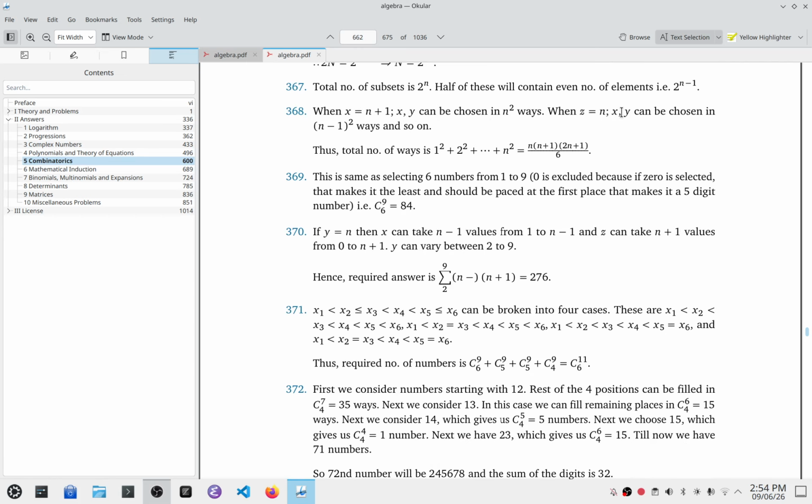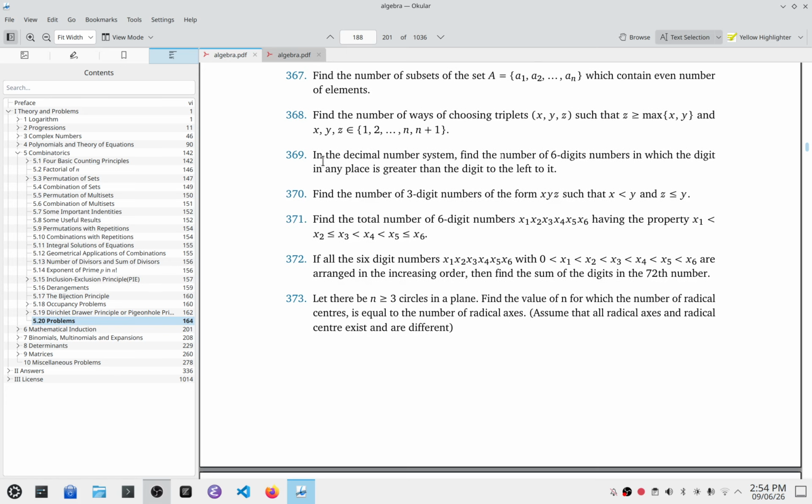When z is equal to n, this should be z. Okay, this should be z. When z is n plus 1, x and y can be chosen in n square ways. When z is equal to n, x, y can be chosen in (n minus 1) whole square ways, and so on. So the total number of ways is 1 square plus 2 square up to n square, that is n(n+1)(2n+1)/6.